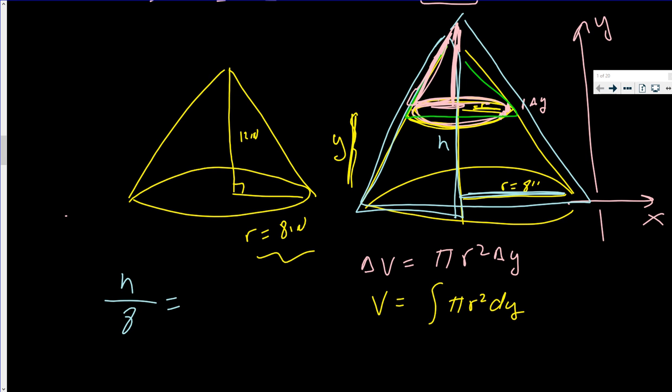Okay, now this is at a height of y. So how long is that? Well, we know the whole thing is h, so that's going to be h minus y. This piece in blue now is going to be h minus y. And r, I don't know. So we do height to r. And excuse me, the height is h minus y. Okay.